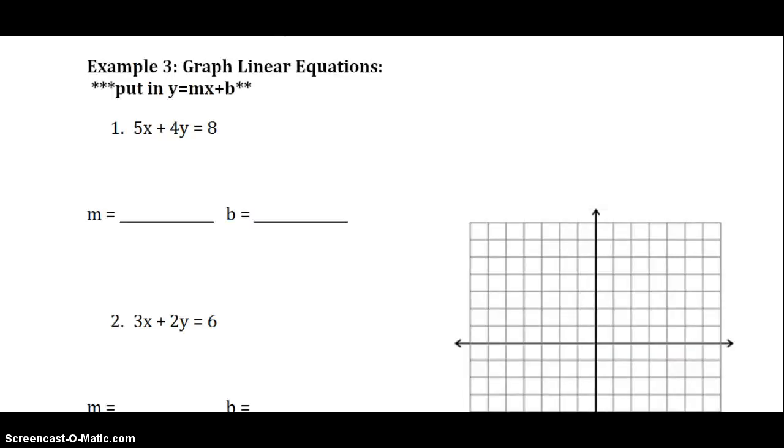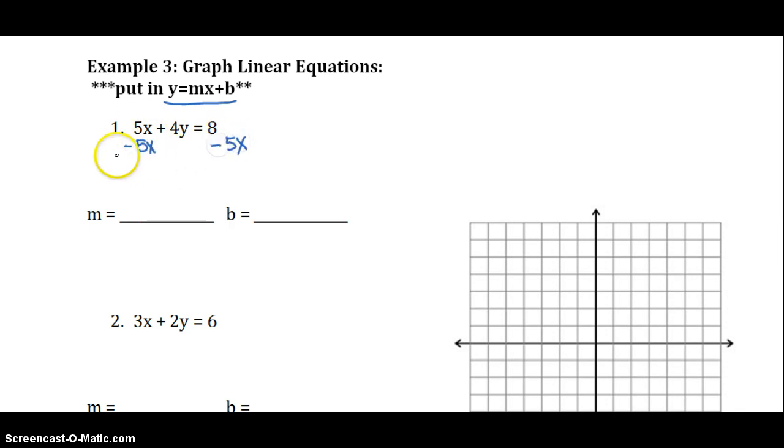Example 3. Graph these linear equations. The first equation is not in the form y equals mx plus b, but that's my goal. So I am going to need to solve for y. The first thing I'm going to do to isolate y, I have to do the reverse order of operations. So let's take care of moving our 5x to the other side.